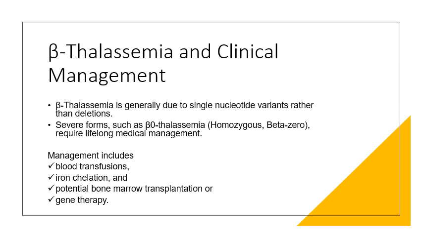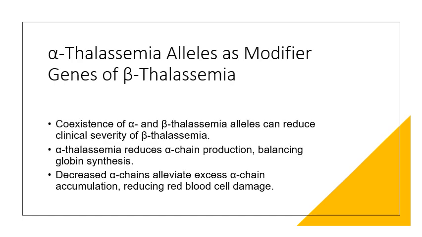Beta thalassemia, on the other hand, is often caused by single nucleotide changes. Severe cases require lifelong management, including blood transfusions, iron chelation therapy, and potentially bone marrow transplantation or gene therapy. When alpha thalassemia coexists with beta thalassemia, it can actually reduce clinical severity in the patient. This occurs because the reduced alpha globin production balances the globin chain ratio, preventing excess alpha chains from causing damage.